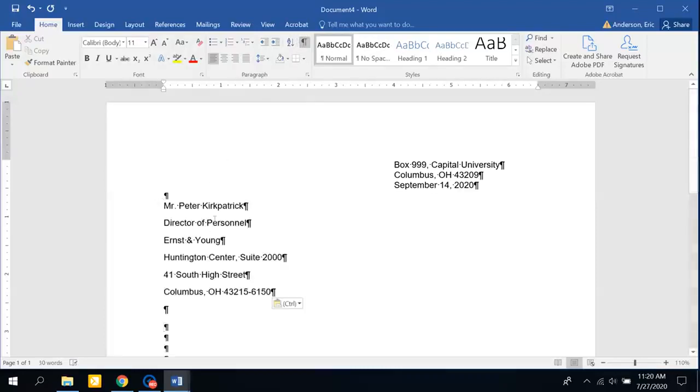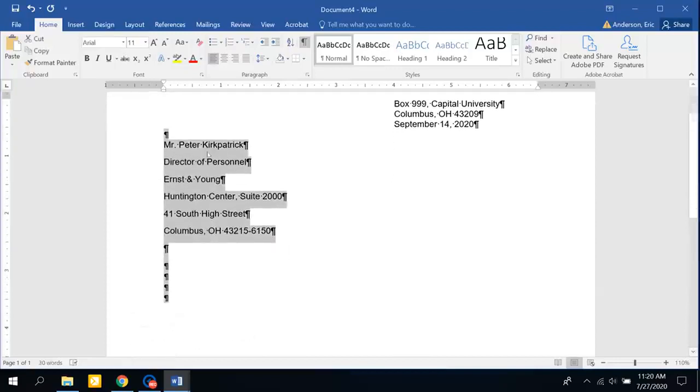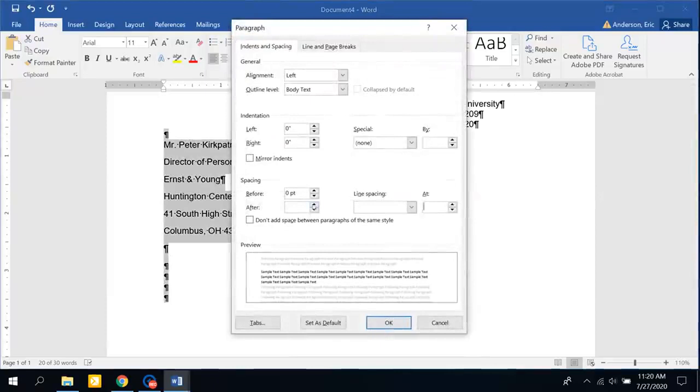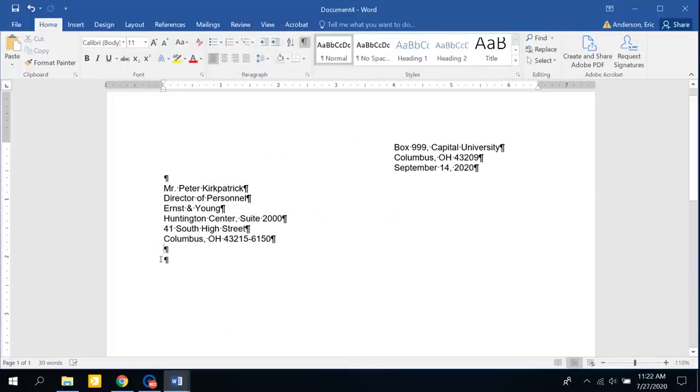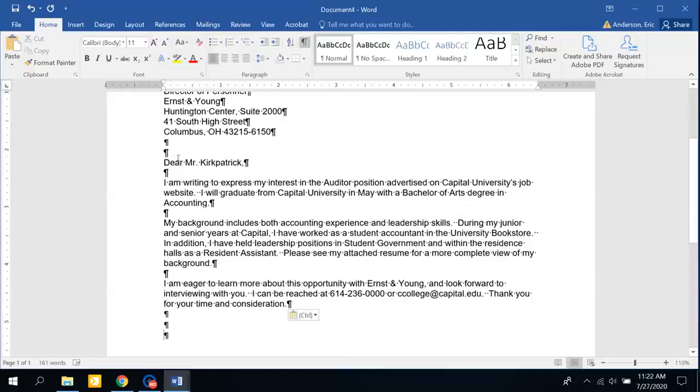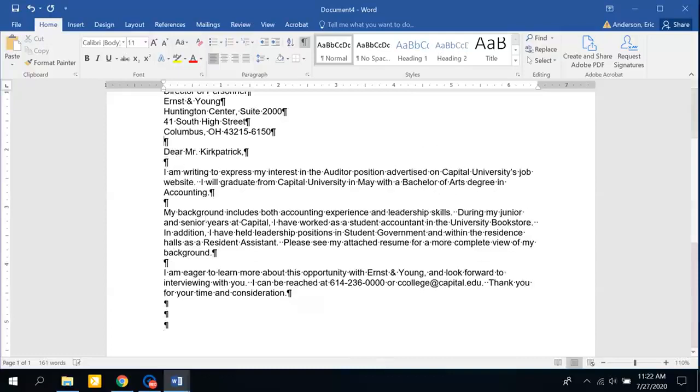and include the identifying information for the person who is receiving your cover letter. Next, include the greeting and the middle three, or those 3 paragraphs.